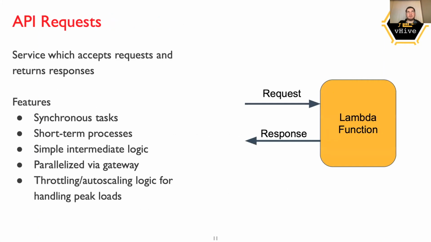So let's take a closer look at API requests. API requests are pretty straightforward. We have a Lambda function and an incoming request; the Lambda function processes it and produces the response. Main features: it works best with synchronous tasks, because we have to process it within some amount of time, for simple intermediate logic, because we are bounded by the time we need to produce the response. And it can be parallelized by API Gateway, basically by how we make requests to Lambda. We can use some throttling or auto-scaling logic for handling peak loads.